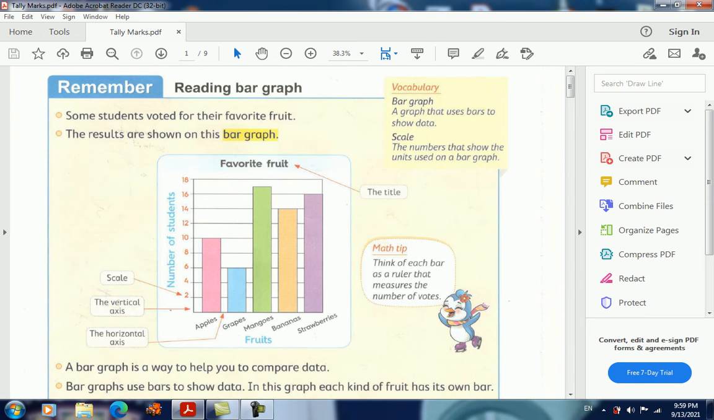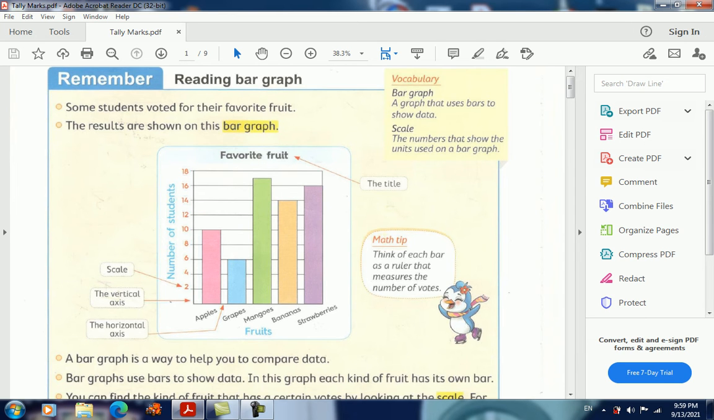So today we're going to talk about tally marks. Okay, we have to remember some stuff, like reading a bar graph. So the vocabulary: what's meant by bar graph? It's a graph that uses bars to show data. And what's the scale of a bar graph? It's the numbers that show the units used on a bar graph.